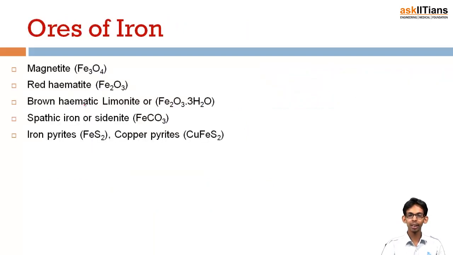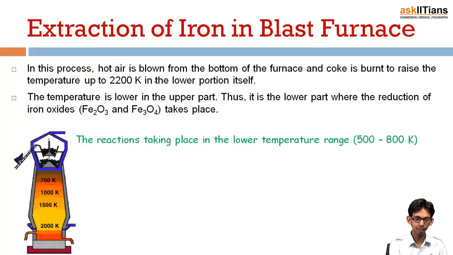Now let's have a look at the metallurgy of iron, and we start with the ores of iron. The most famous and the most general ore of iron is magnetite. Also we use hematite, red hematite, then brown hematite, and there are a number of others, but the most important are hematite and magnetite ores for iron. Then we do concentration of ore, and roasting and calcination if needed. Then we move to extraction of iron in the blast furnace.